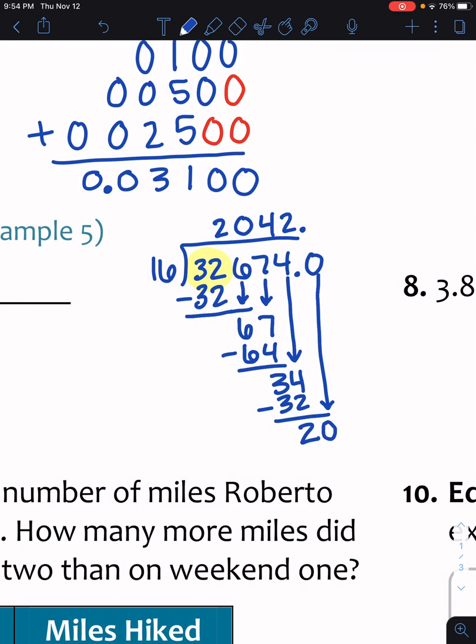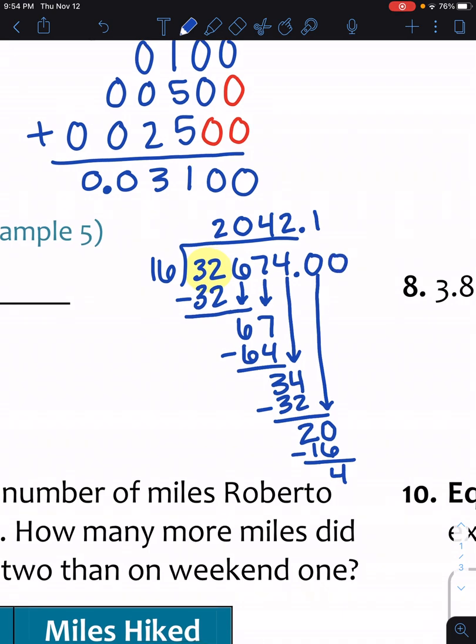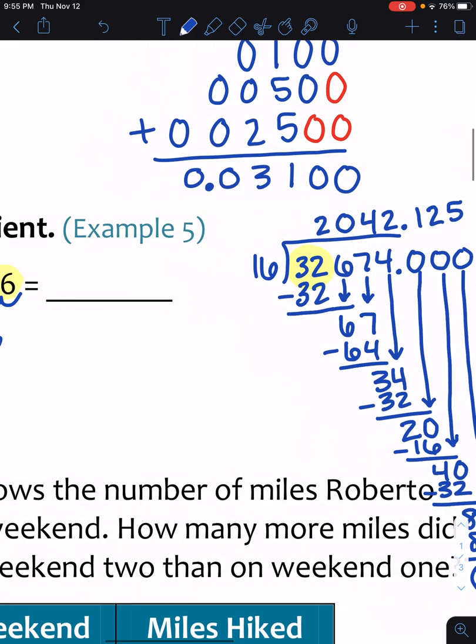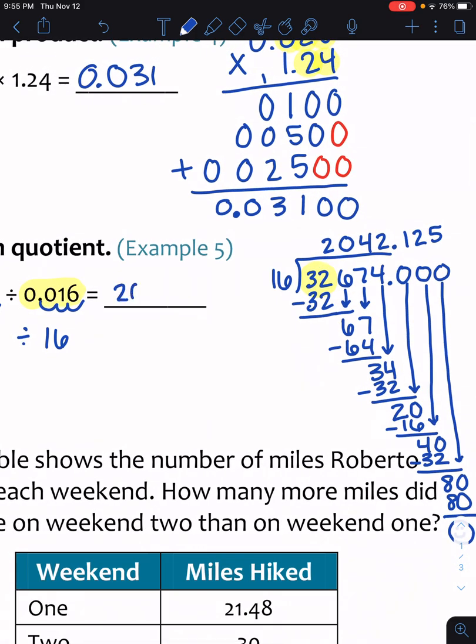16 into 20 is going to go into 1 time. 20 minus 16 is 4. I'm going to bring down another 0. 16 goes into 40 twice, so 32. 40 minus 32 is 8. I'm going to bring down one more 0. 16 times 5 is 80. And that gets me my happy face at the end. So these two numbers divided is 2,042.125.